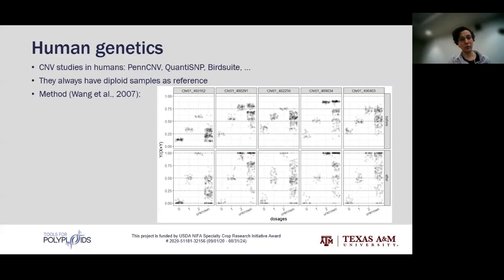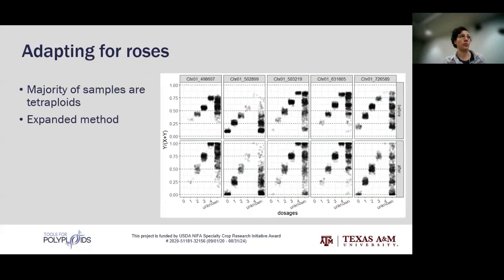So cool, I went there, copied their code, and applied it, but in roses, the majority is tetraploid. It's not diploid. We had some samples that are diploids and we knew, so I could test both using diploids as a reference, as they do, but I also expanded this to tetraploids. So I used the same method, but expanded it to make it possible to use tetraploids as a reference. I called the dosage of the samples that I knew were tetraploids, and I applied the same methodology to the ones that I didn't know, and forced them to be in the position that they're supposed to be.